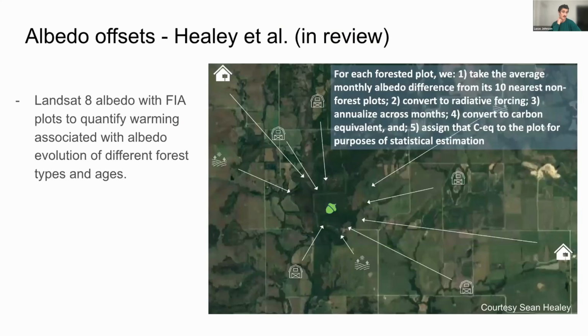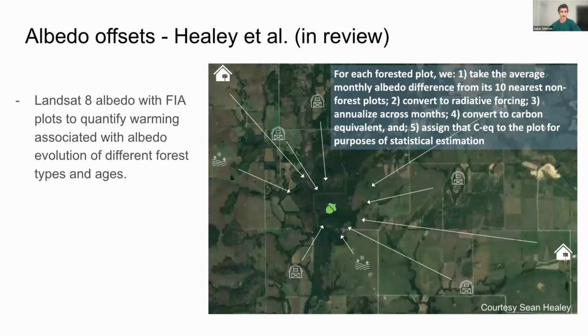So Sean Healy and others have a paper describing the albedo offsets of forests in the United States. They use Landsat 8 albedo data in concert with FIA plots to quantify the warming in carbon equivalent units resulting from albedo evolution of different forest types and ages, specifically the 30 forest type groups classified by FIA, indexed by 10-year age bins.